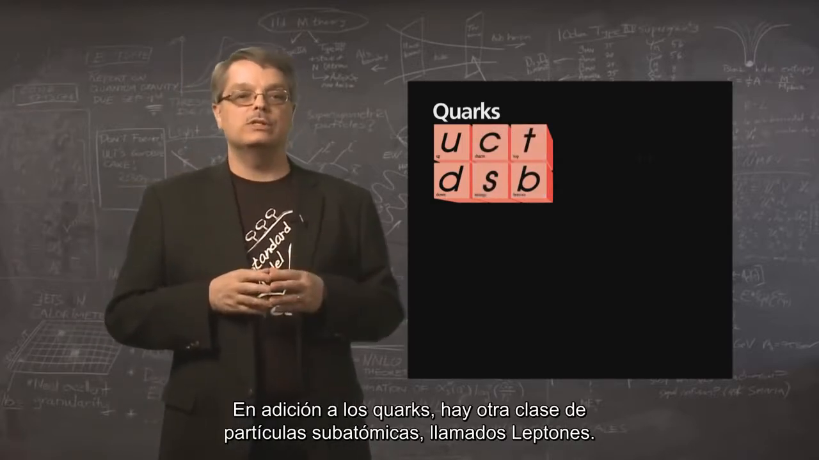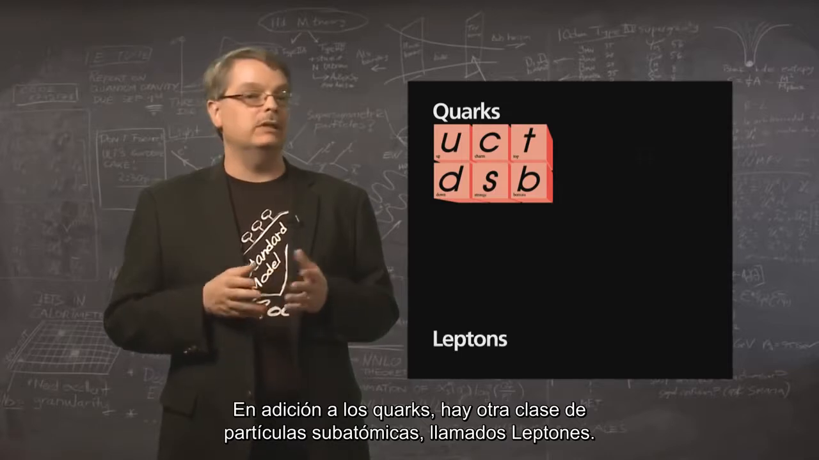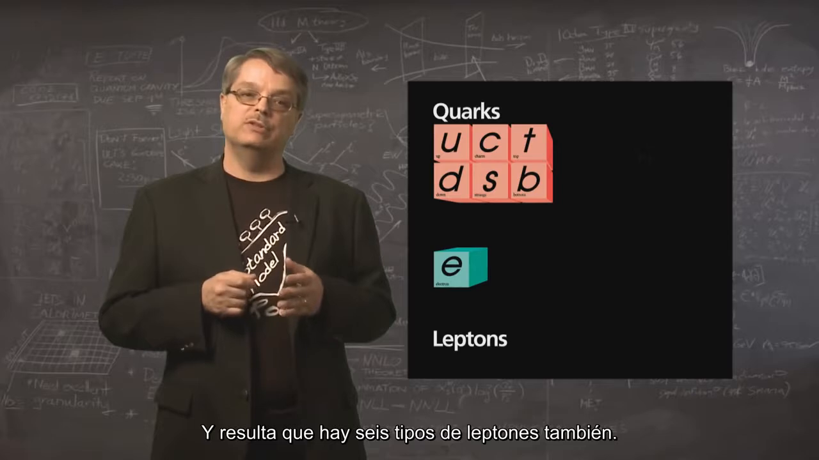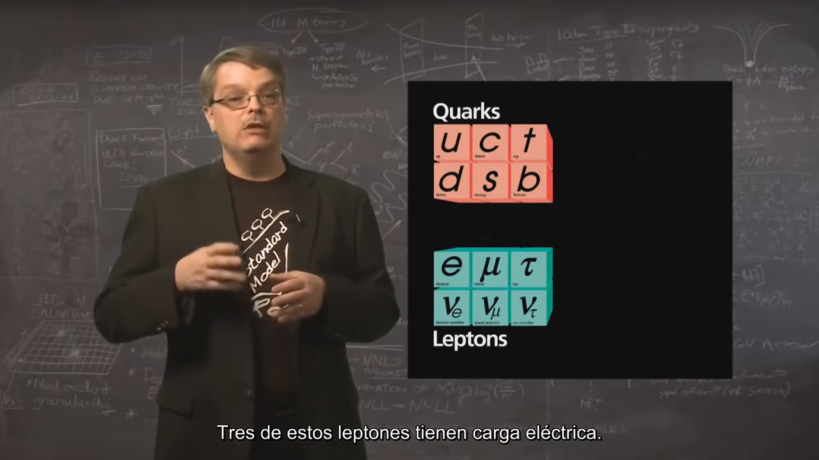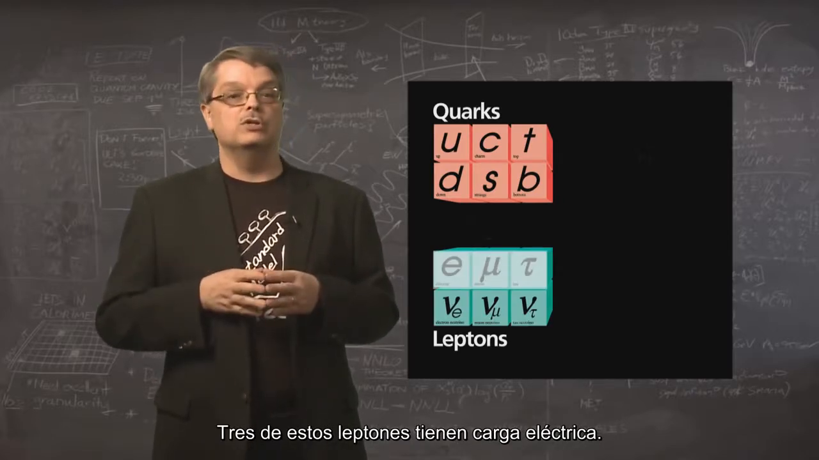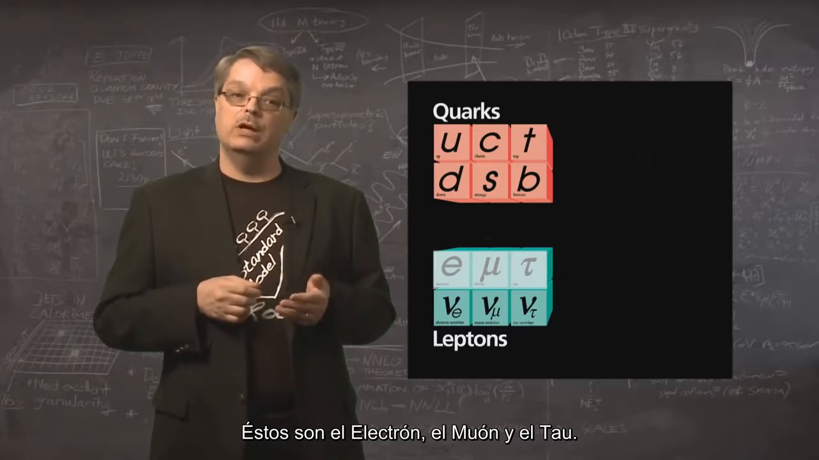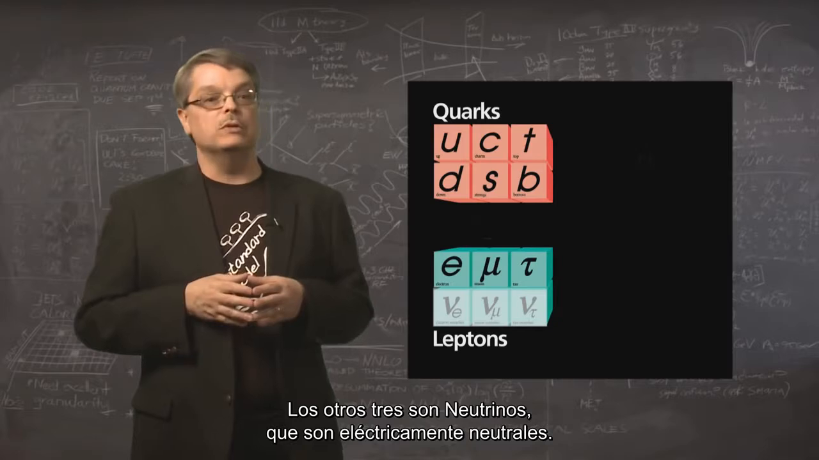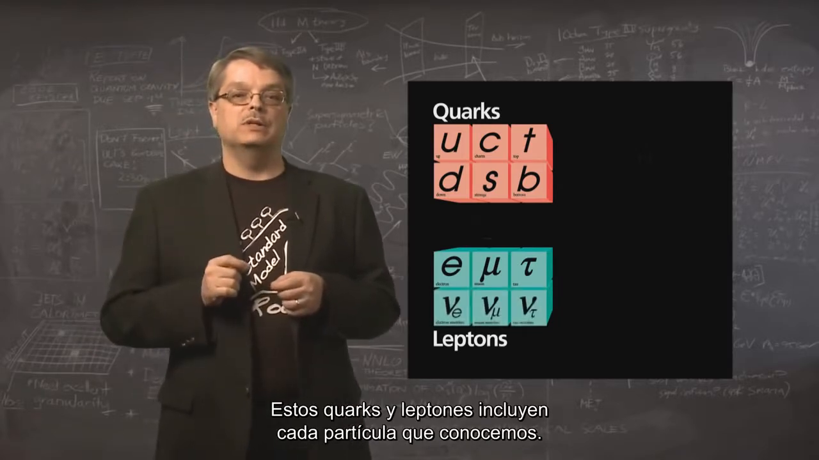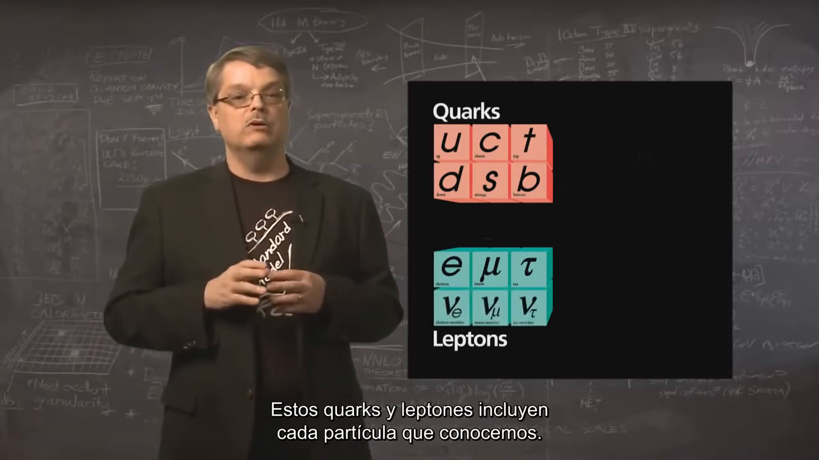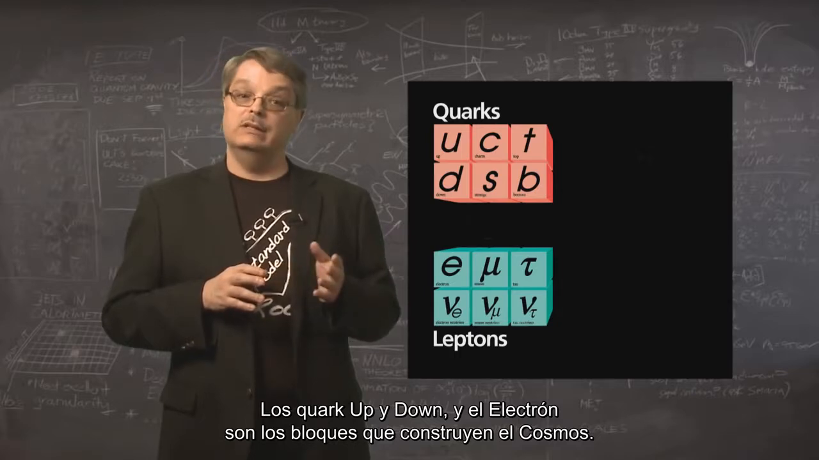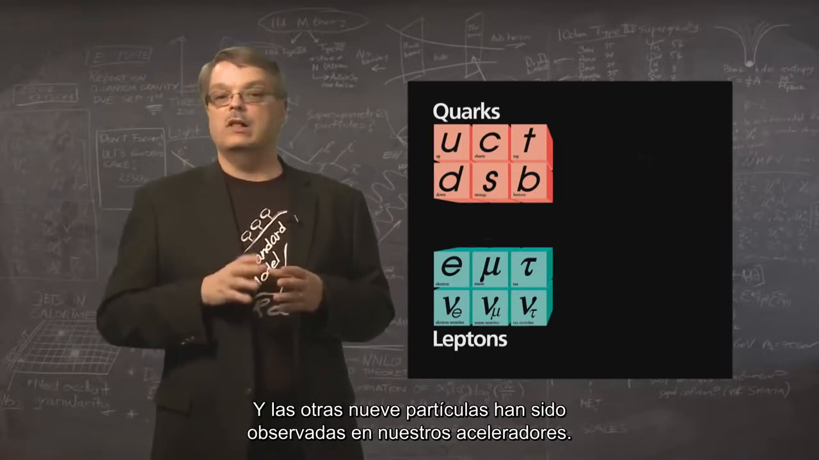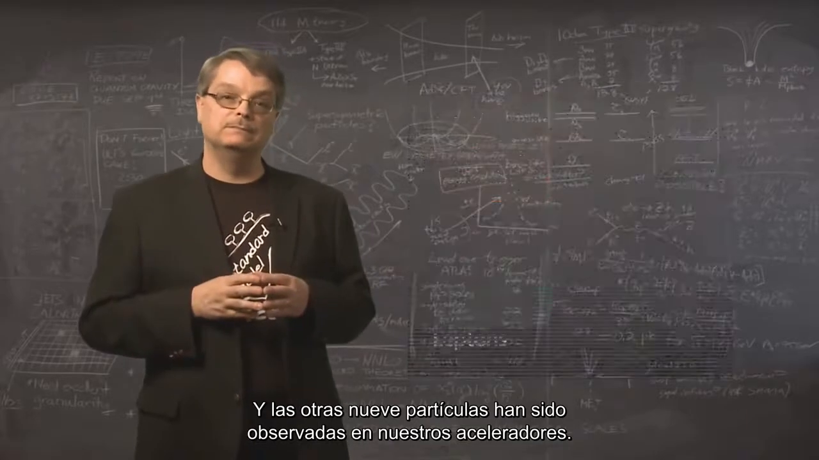In addition to the quarks, there's another class of subatomic particles called leptons. The most familiar lepton is the electron, although it turns out that there are 6 leptons as well. 3 of these leptons have electrical charge. These are the electron, the muon, and the tau. The other 3 are neutrinos, which are electrically neutral. These quarks and leptons include every particle that we know of. The up and down quarks and the electron are the building blocks of the cosmos, and the other 9 particles have all been observed in our accelerators.